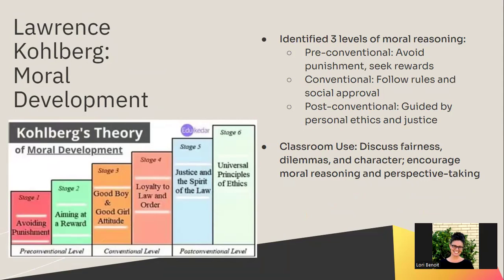Next is Lawrence Kohlberg's moral development. Kohlberg studied how children and adolescents develop a sense of right and wrong. He identified 3 levels of moral reasoning: pre-conventional, focused on avoiding punishment; conventional, focused on rules and approval; and post-conventional, focused on justice and ethics. Understanding this helps teachers support students as they navigate fairness, decision-making, and peer relationships. We can build moral reasoning through discussions, classroom norms, and opportunities to reflect on values and choices.